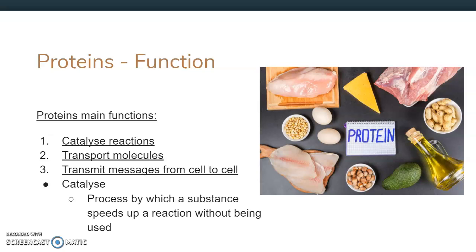But our main functions, proteins can do a lot. They're mainly, though, used for a lot of reactions, transportation, and to transmit messages. So I'm going to stop there. In our next video, we will start by talking about lipids.